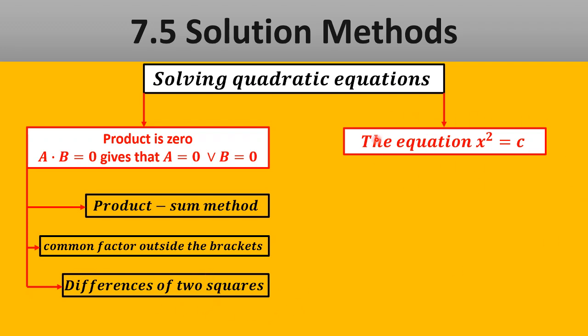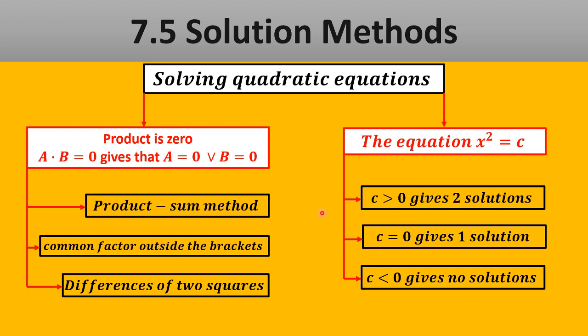And the equation x squared is c, we had 3 possibilities, right? c is bigger than 0, c is 0, or c is smaller than 0. But when do I have to use which solution method?